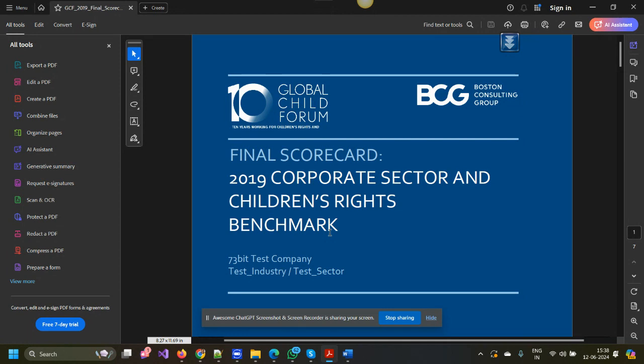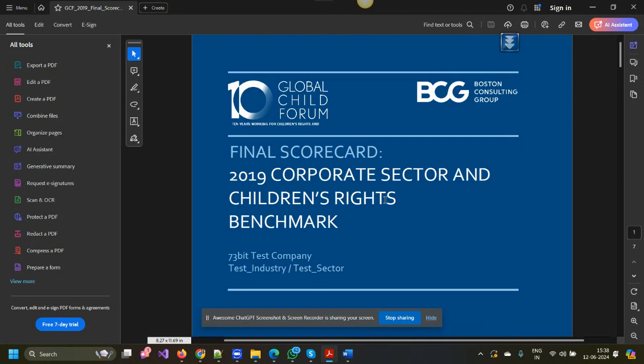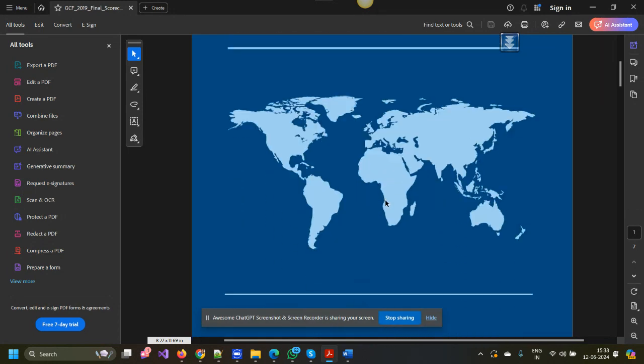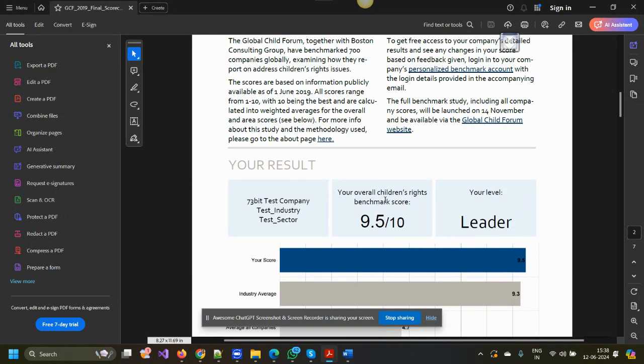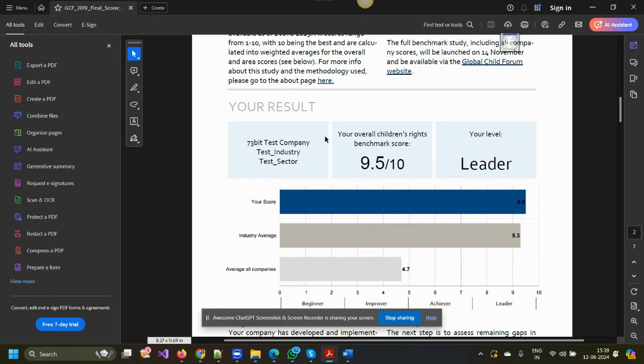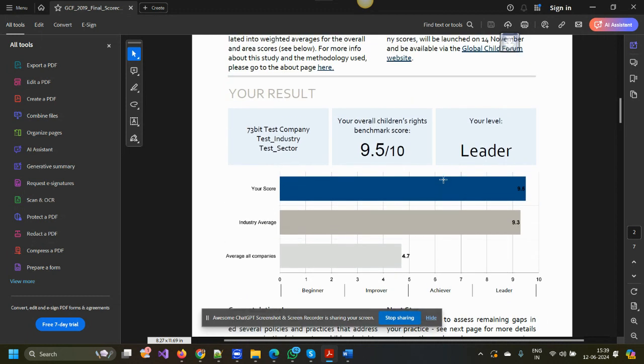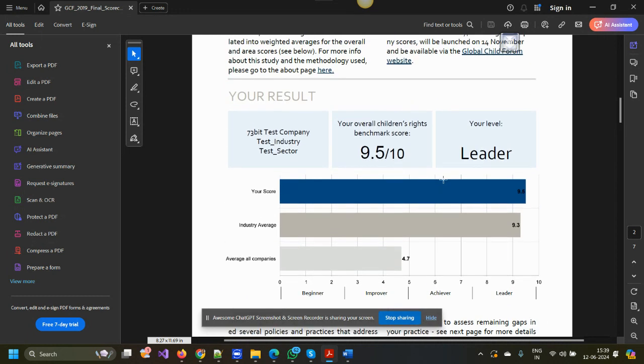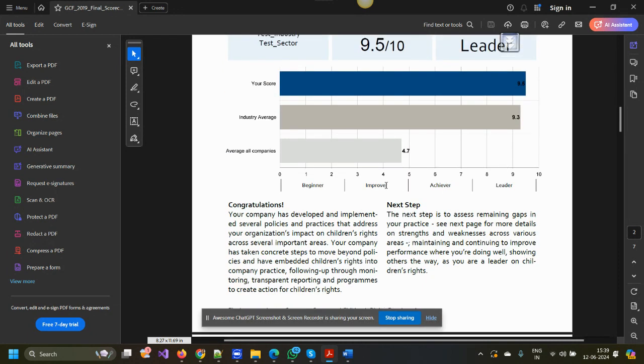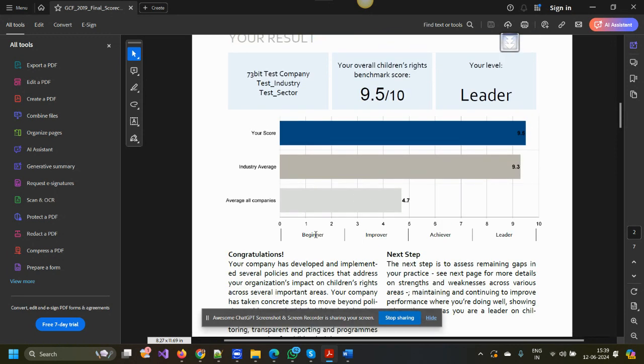So I'll start with some of the reports. One of the reports that we have is a GCF report. This is the format of it. In the start we have the overall score of that particular company. These are all test data, so it's about one of the test companies. Then at what level they are at. They're at leaders, achievers. So you have these bands: beginners, improvers, achievers, leaders.